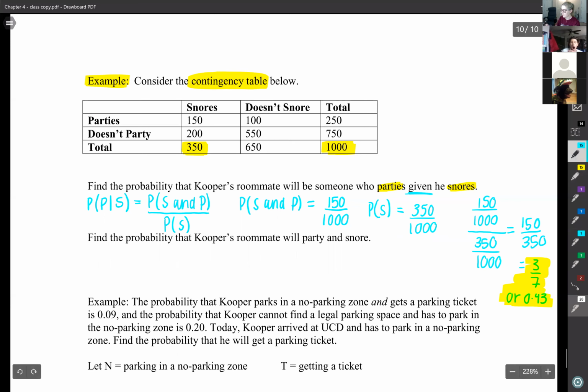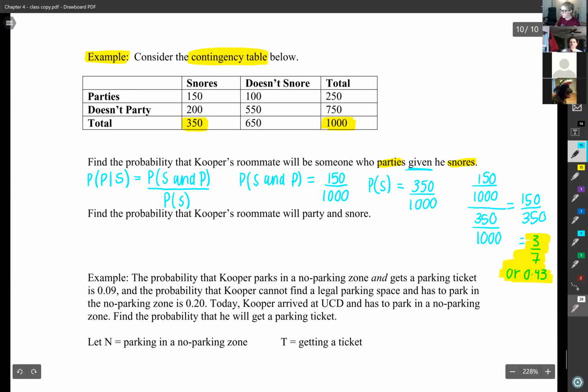So the next part isn't too bad because it's find the probability that Cooper's roommate will party and snore. And we found that in our process of finding part A, first of all. So we had to find the probability of someone who parties and snores already.